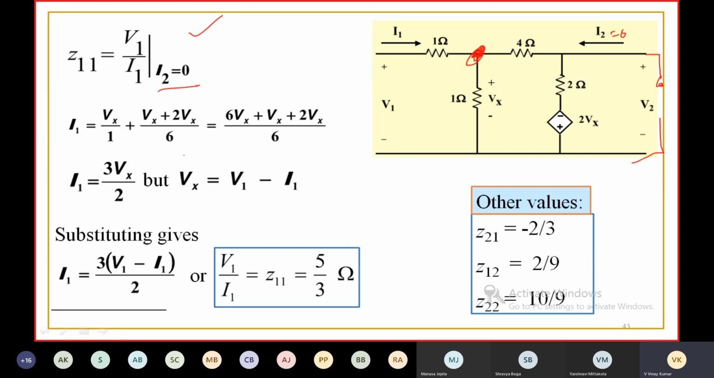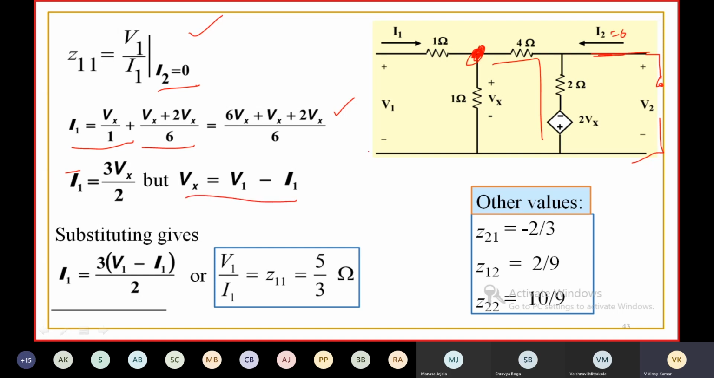then I1 is equal to Vx by 1 plus Vx plus, anyhow we will not touch this branch, since no current is going through it. Then you take this as a single branch, Vx plus 2Vx, and apply KCL at this node. Then Vx by 1 plus (Vx plus 2Vx) by 6, and you get I1 is equal to 3Vx by 2.